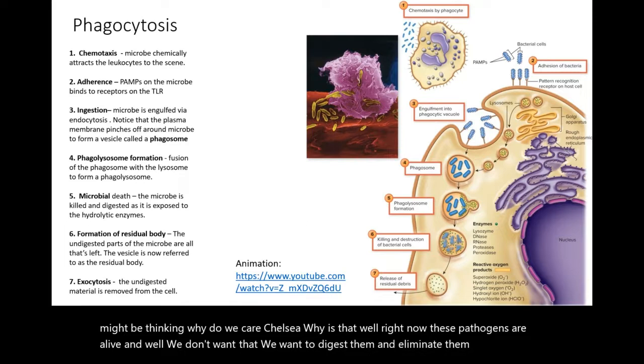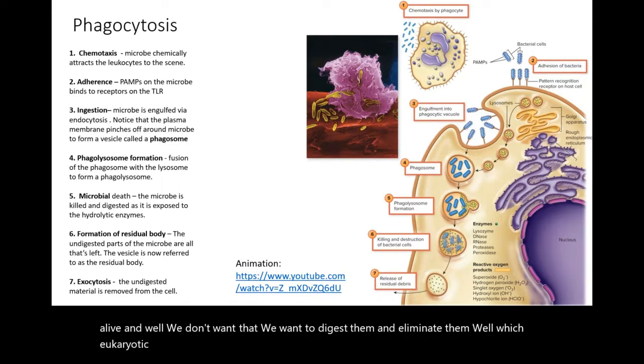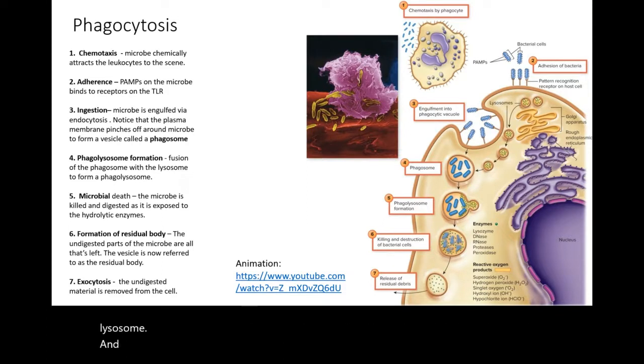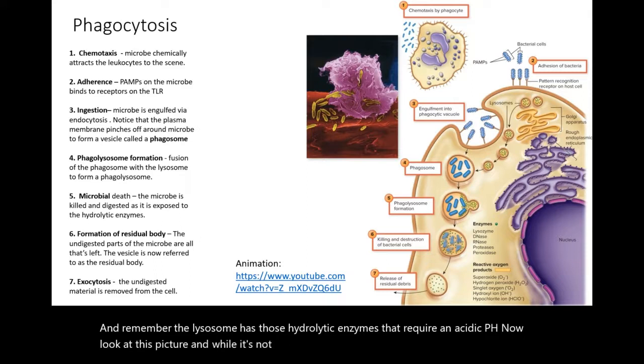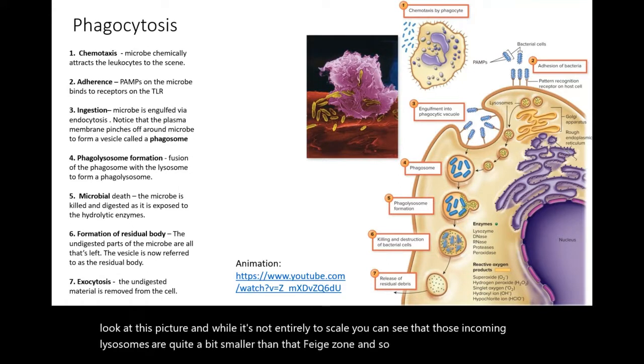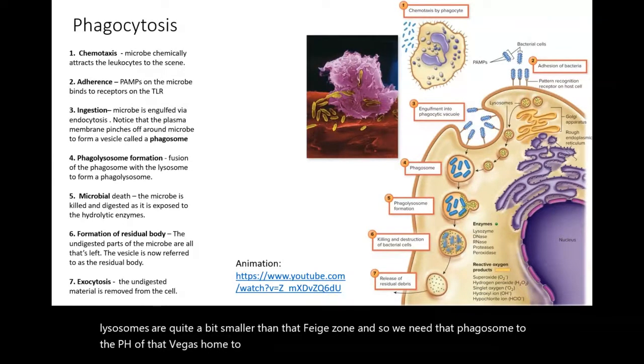Well, which eukaryotic organelle is responsible for digesting material? Well, that would be my favorite, the lysosome. And remember, the lysosome has those hydrolytic enzymes that require an acidic pH. Now look at this picture, and while it's not entirely to scale, you can see that those incoming lysosomes are quite a bit smaller than that phagosome. And so we need the pH of that phagosome to be pretty low when the lysosome fuses with it. That way those hydrolytic enzymes will work.